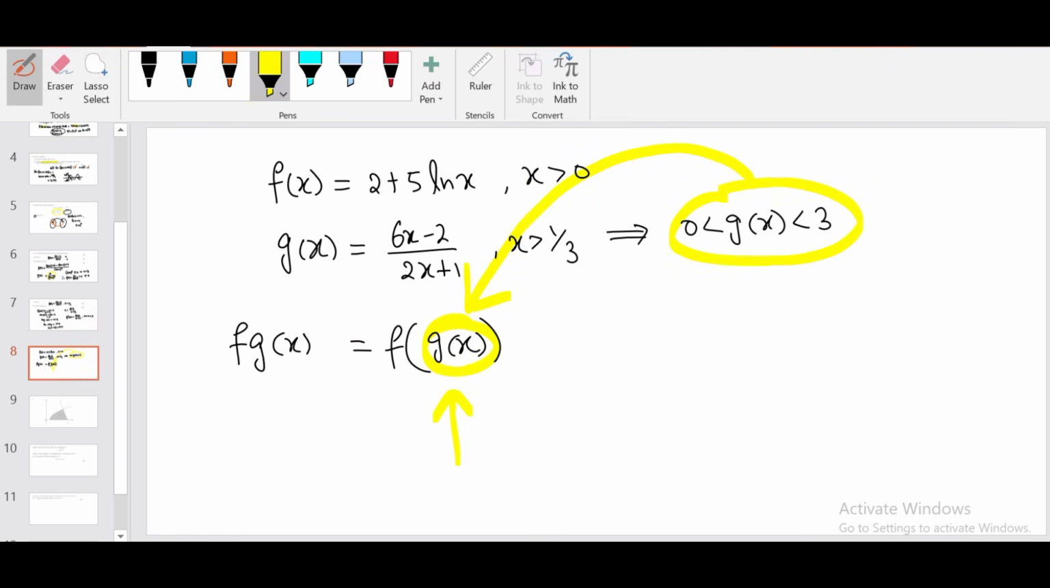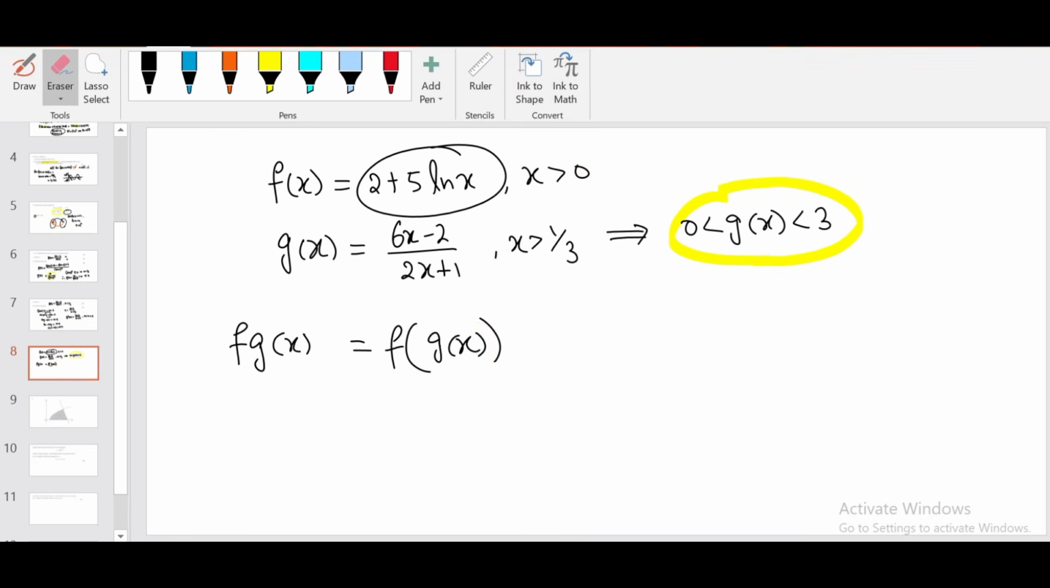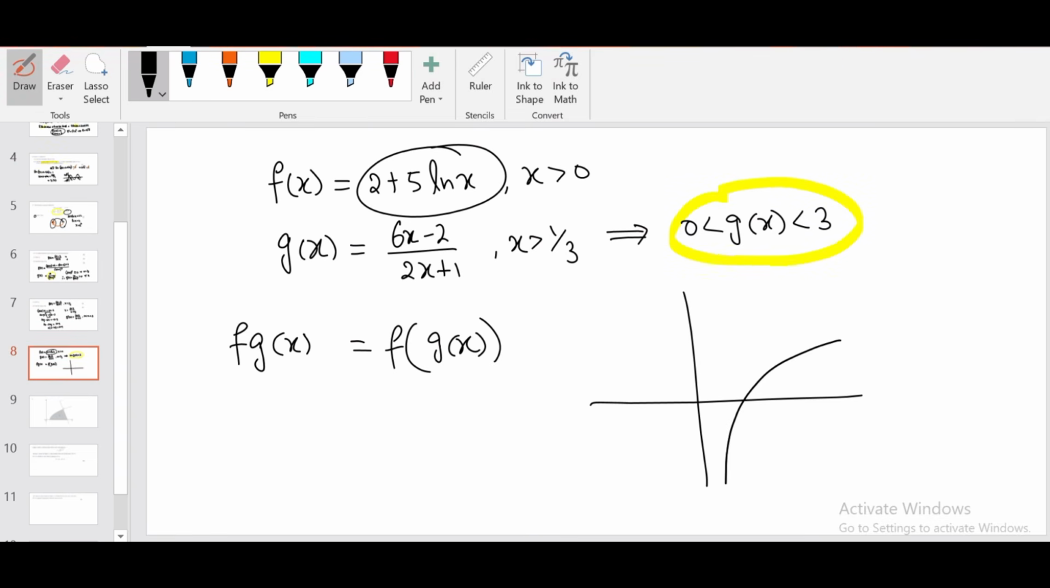I hope you understand what I'm saying. So now the input of f of x is 0 to 3. The f of x is this function. Now the domain of f of x is 0 to 3. So if it's 0 to 3, what would be the range of f of x? If you look at the graph, this is ln x with the x-intercept 1. Even if you multiply by 5, it's just a stretching. And then plus 2, you need to move the graph upwards.